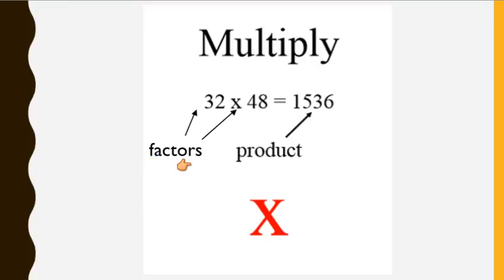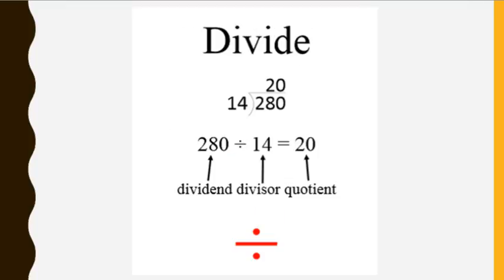Okay, and then this is another word. We're going to learn about this one later in the school year. And some of you may be already in that unit where you're learning about factors. And factors are just two numbers that when multiplied together equal a product. So those are the two numbers that you're multiplying. And then when you divide, the answer is called the quotient.